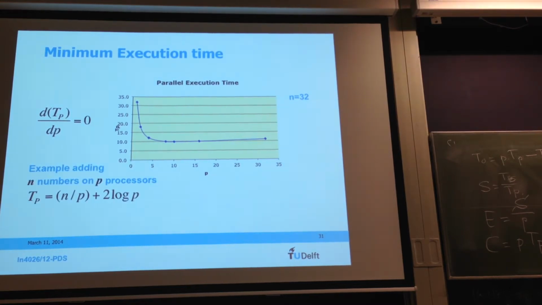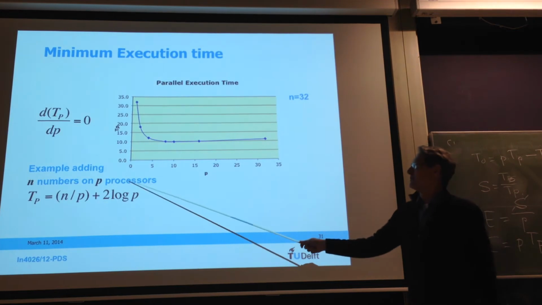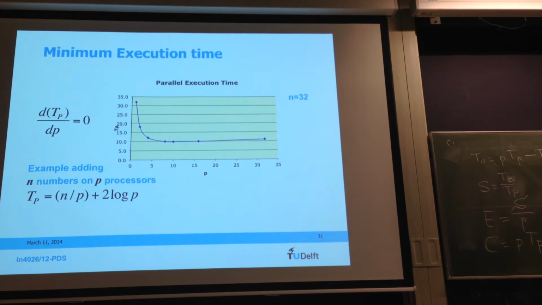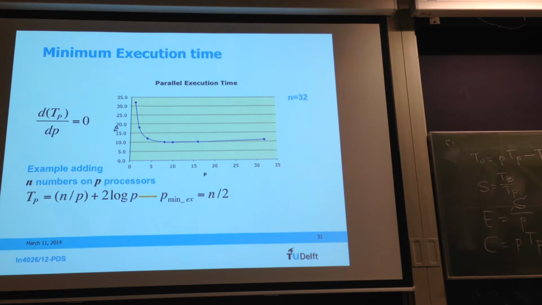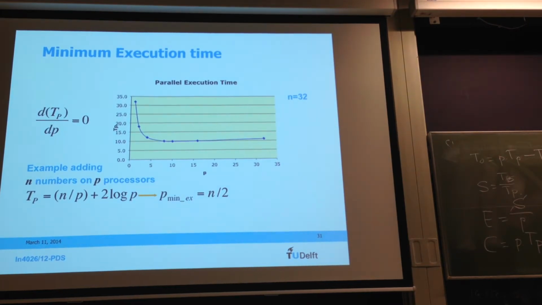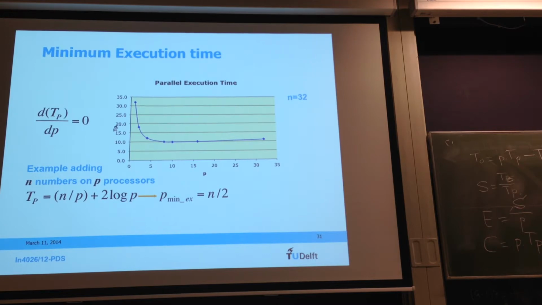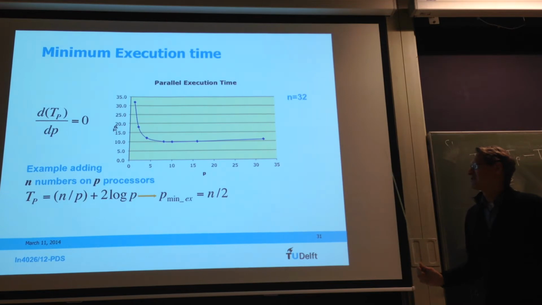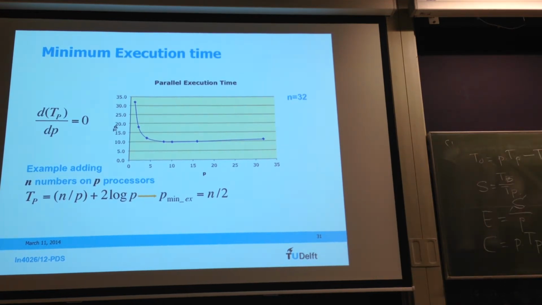Okay, let's take our example of adding n numbers on p processors. We had the parallel execution time is n over p plus 2 log p using our model. If we take the derivative and equal it to 0, it follows that the minimum execution time is achieved at the point n divided by 2, and that the minimum execution time itself is 2 log n. It is exactly this point.